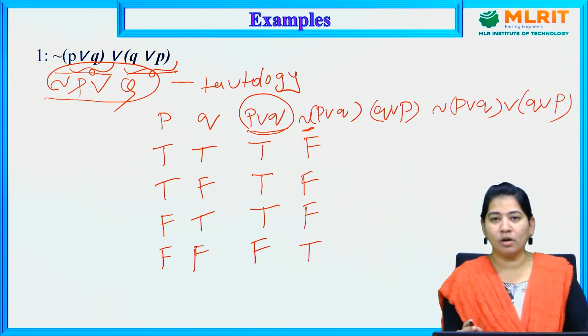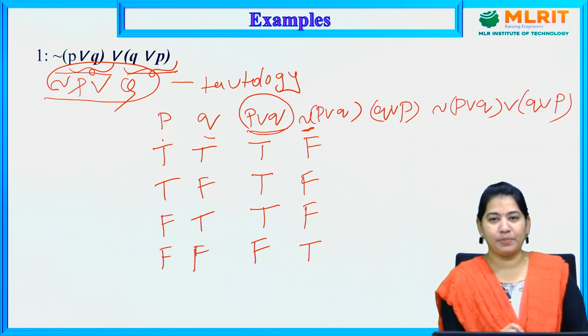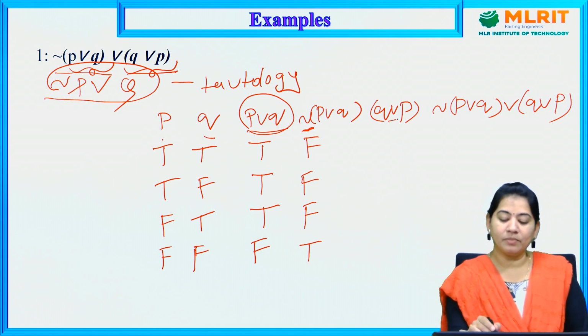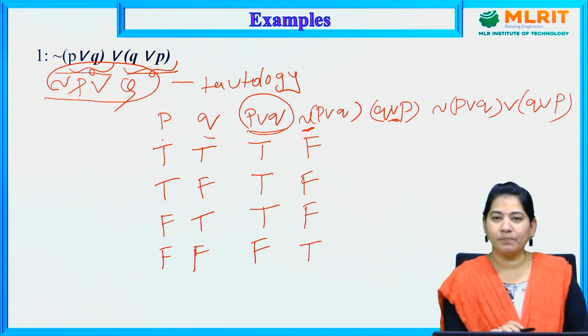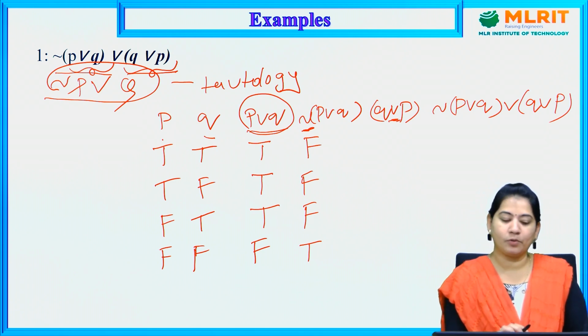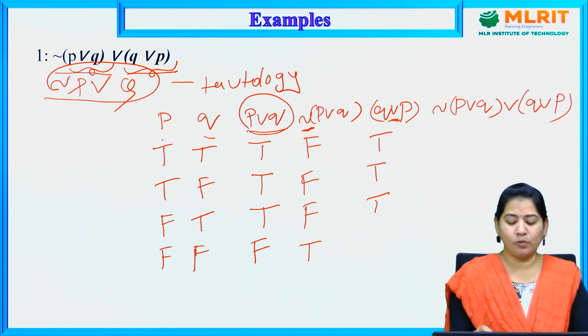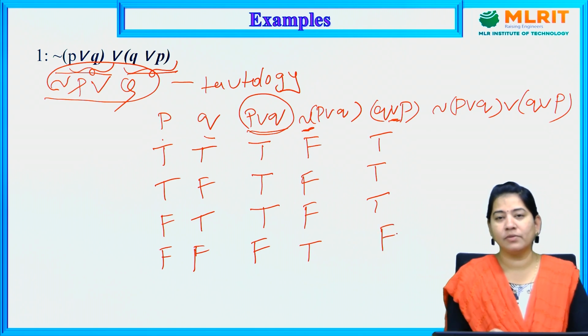Next we have Q or P. Here Q or P means you consider the first statement as Q and the second statement as P, and we apply disjunction again. With the same condition, even if one statement is true, the resultant truth value will be true. So true, true gives true; true, false gives true; false, true gives true; false, false gives false.